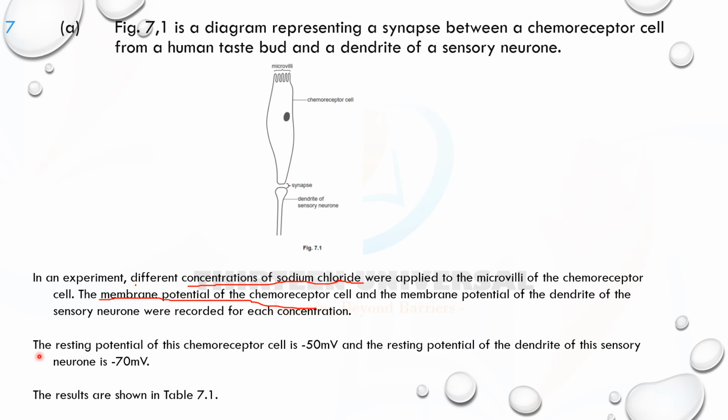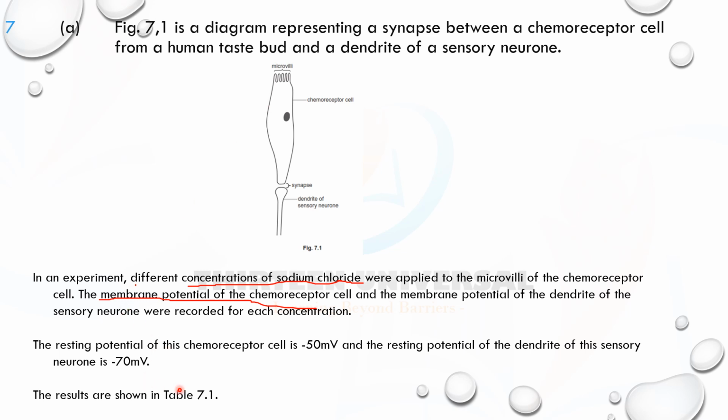All right, let's go on. The resting potential of this chemoreceptor cell is minus 50 millivolts. And the resting potential of the dendrite of this sensory neuron is minus 70 millivolts. So what is resting potential, guys? Resting potential is the membrane potential of a receptor or a neuron when it is unstimulated, when it is not transmitting any impulse. It's resting, literally.